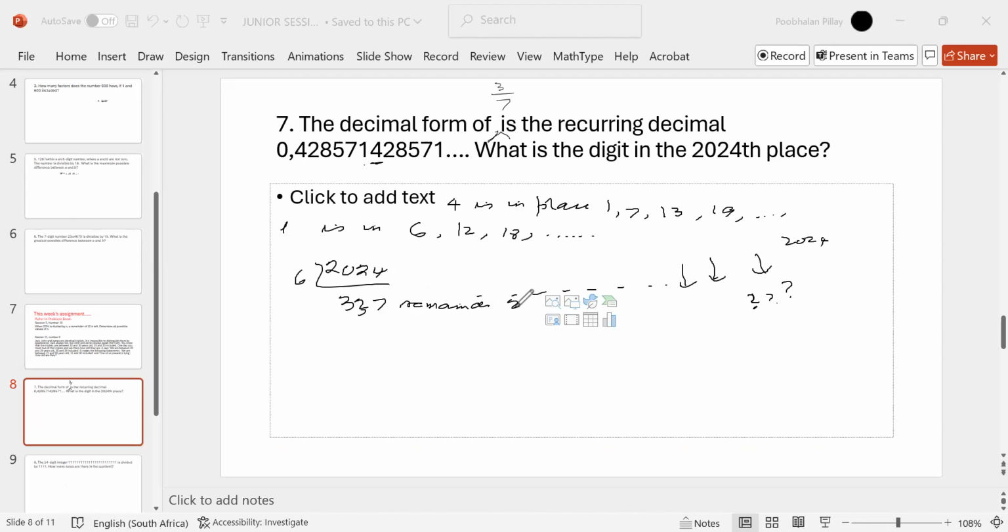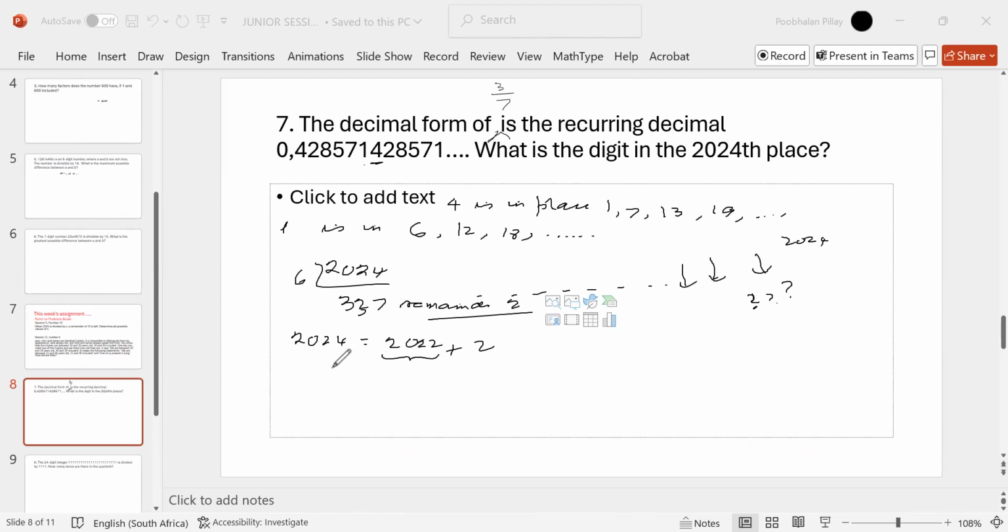Remainder 2. So in other words, 2024 is 2022 plus 2. The remainder is 2. So if you take away 2 from that, you come to this. Now this is a multiple of 6. You can see it clearly. It's an even number, and when you add the digits up, you get a multiple of 3. So this is a multiple of 3, and it's also even, so it's a multiple of 6.